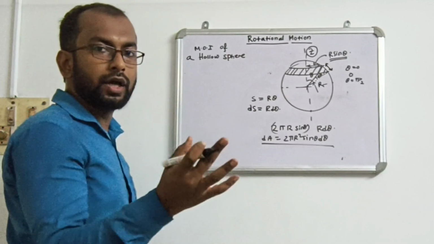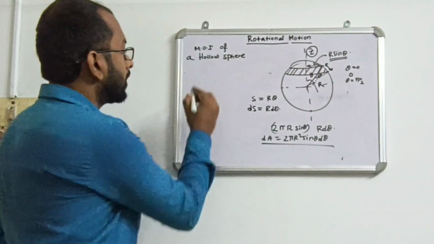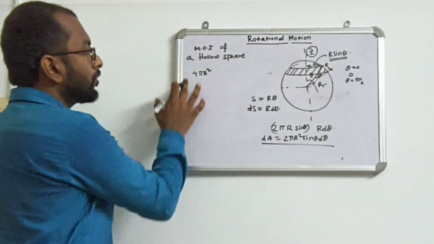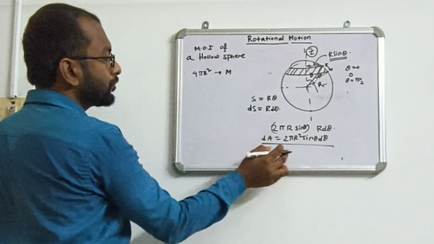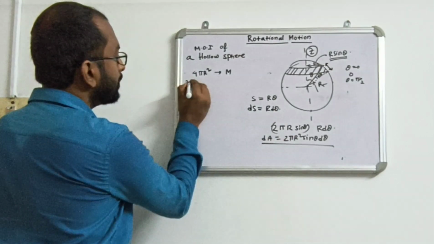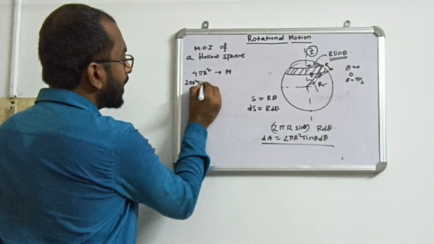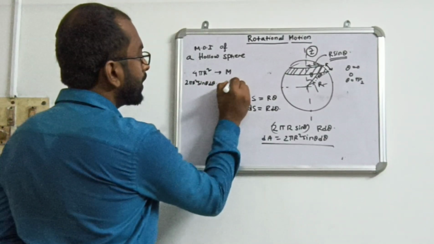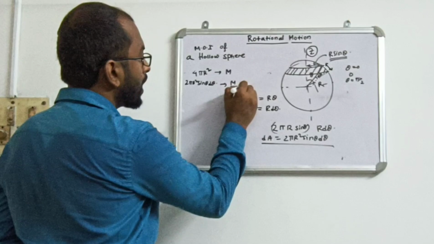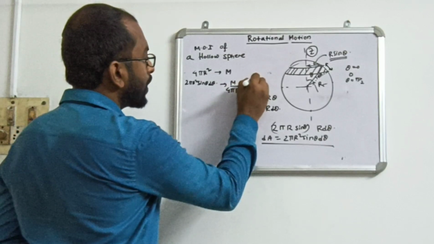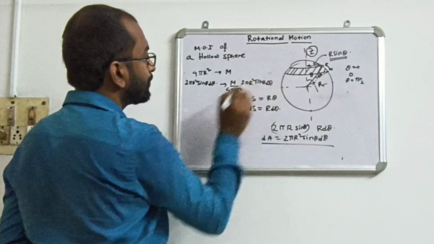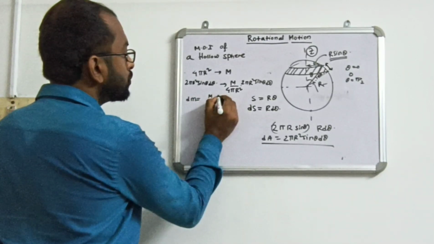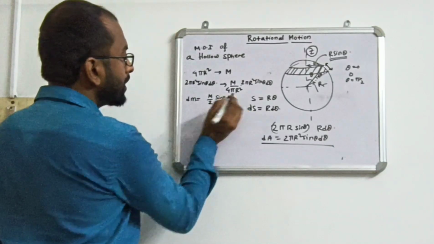Now as it is a hollow sphere, all the masses are areal masses. So what is the total area? 4 pi r square is the total area. So for 4 pi r square area, mass is m. So for this small area dA, the mass will be, as the area is 2 pi r square sin theta d theta, m by 4 pi r square into 2 pi r square sin theta d theta. So small mass dm becomes m by 2 sin theta d theta.